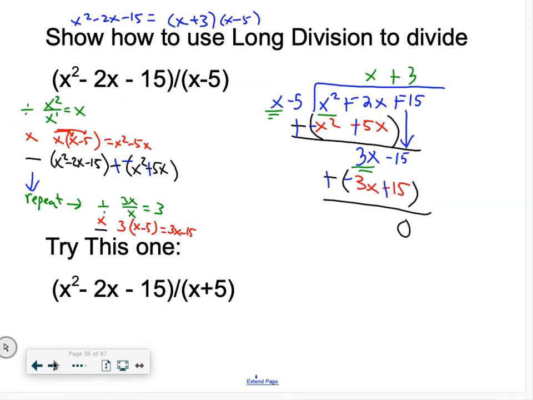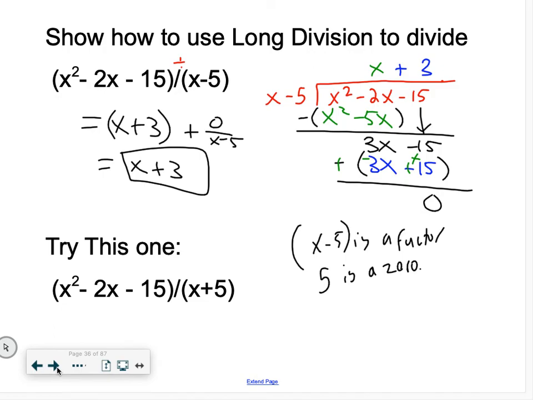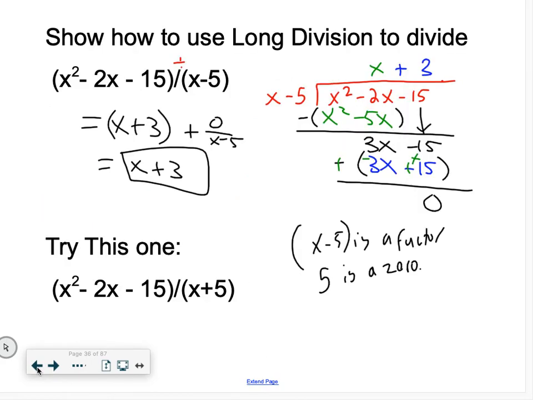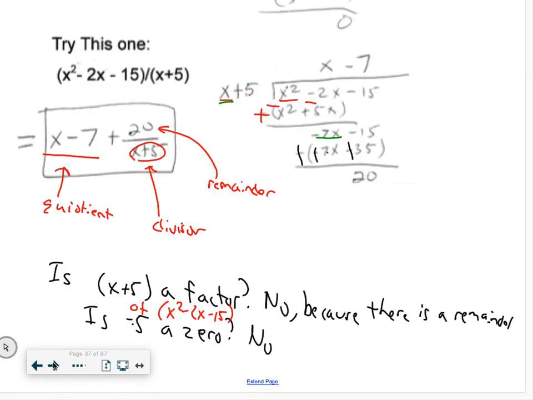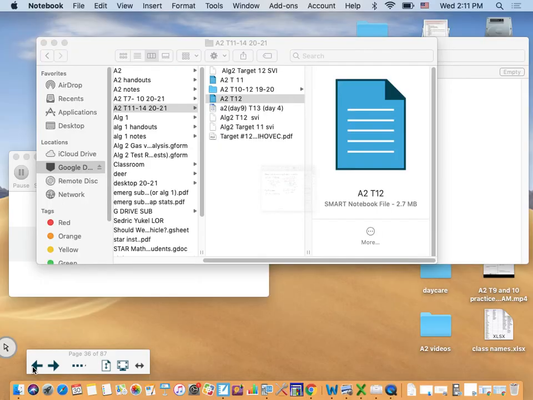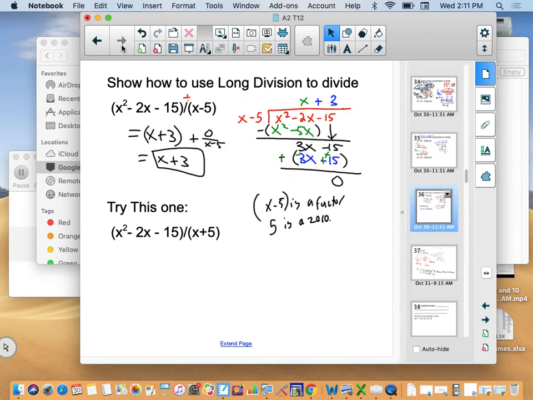So there's a lot of deep concepts here. But here again, you can see when I divided by x plus 5, I got a remainder. So x plus 5 is not a factor, which means negative 5 is not a 0. But in this one, when I divide by x minus 5, I get a remainder of 0, which means x minus 5 is a factor, and 5 is a 0. Okay?